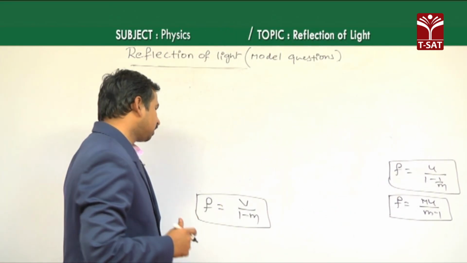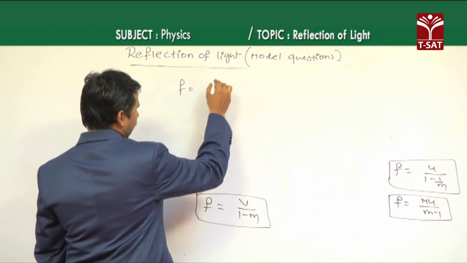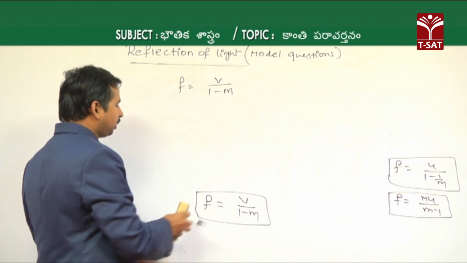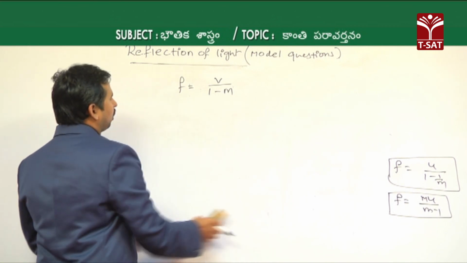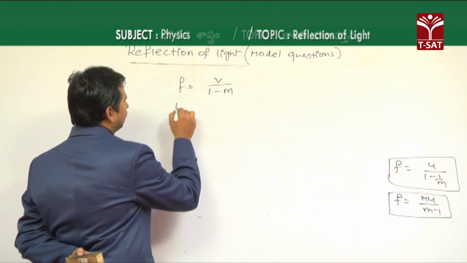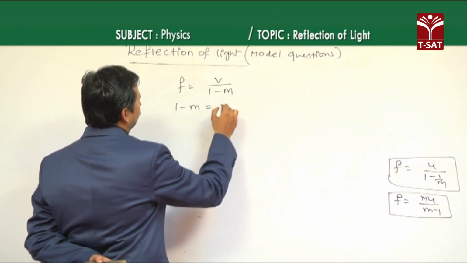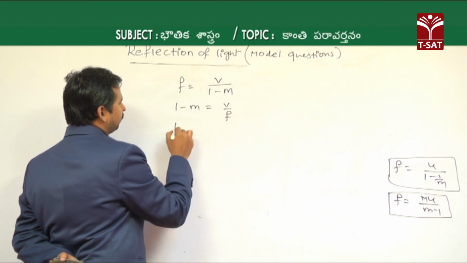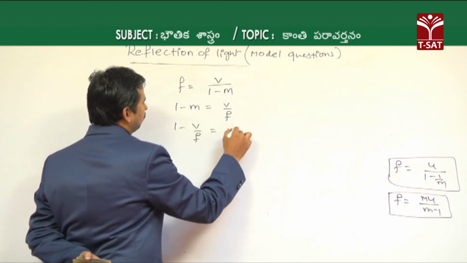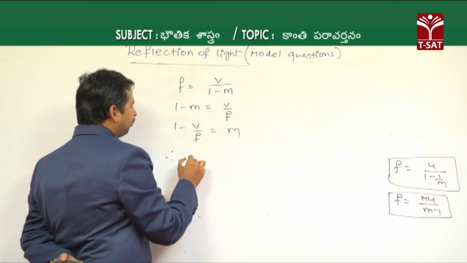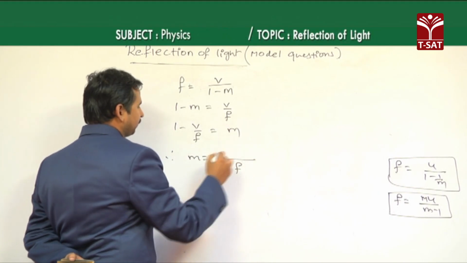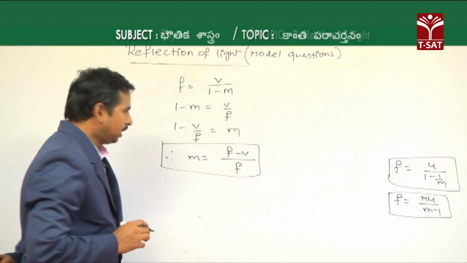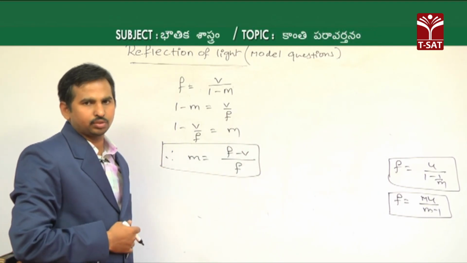So, finally, we got the relation f is equal to image distance by 1 minus m. From this, actually we can find the m value also. How to find that m value: if you cross multiply, 1 minus m is equal to v by f. Then bring this m this side and v by f that side: 1 minus v by f is equal to m. Therefore, m is equal to, if you take LCM f, then f minus v by f. This gives you the m value in terms of focal length and the image distance.